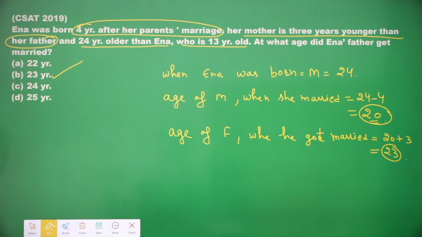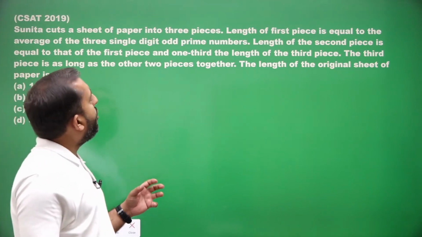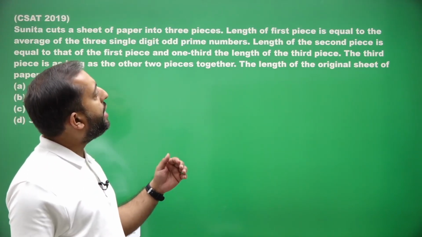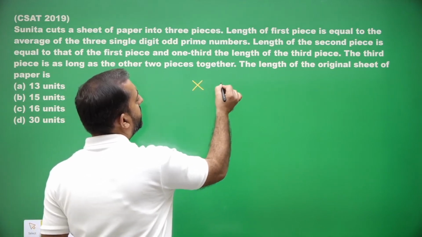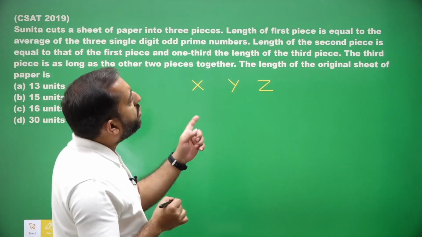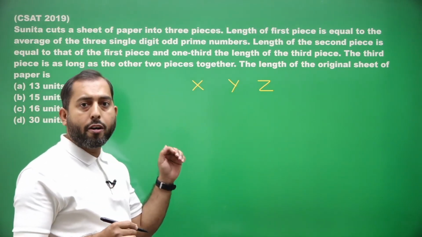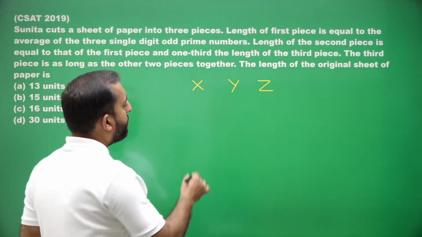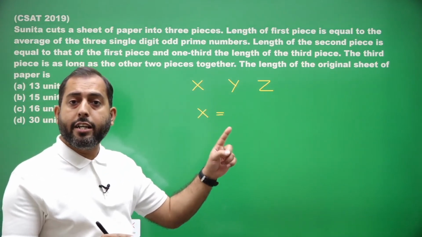Okay. Now let's move on to the next question. It says Sunita cuts a sheet of paper into 3 pieces. Length of first piece is x, length of second piece is y, length of third piece is z. Length of first piece is equal to the average of 3 single digit odd prime numbers.